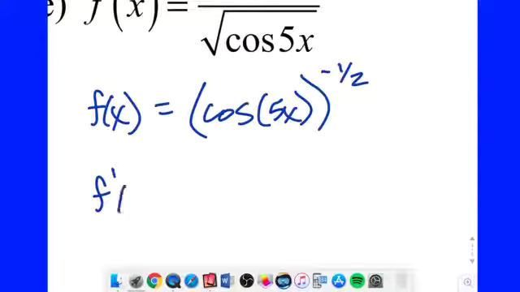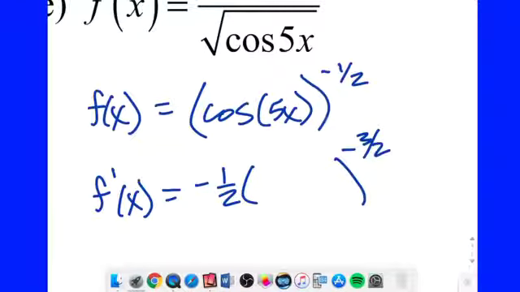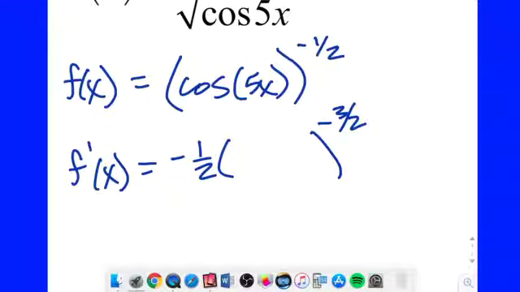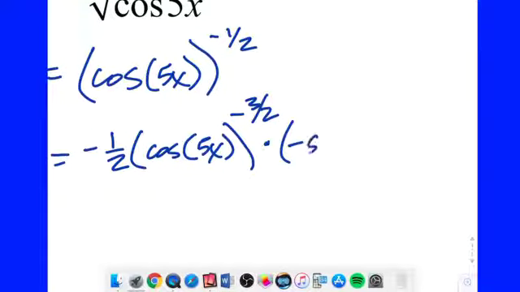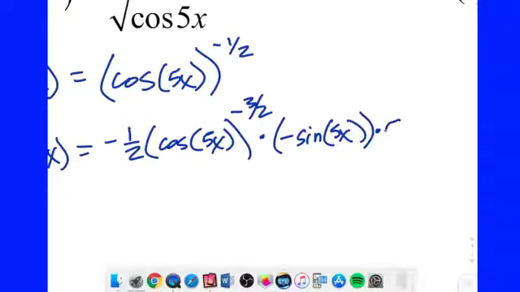So f prime of x is, for outside in, negative 1/2 blob to the negative 3/2. And again, I left the blob blank. We'll come back and write it in there. And then times the derivative of the next layer, which is negative sine of blob. And then finally, the derivative of the innermost blob gives me a 5. So there were 3 layers there, and we have 3 factors.